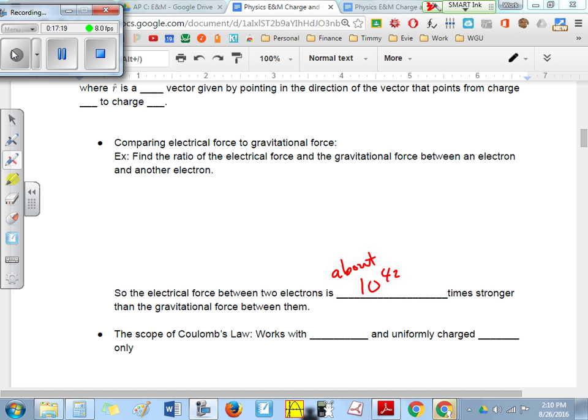All right, now the scope of Coulomb's law. When are you allowed to use this KQQ over R squared rule? Okay, there is a rule on that. You may not use that rule unless you're dealing with point charges. That means literally charges with no noticeable size or uniformly charged spheres. This is really important, okay?